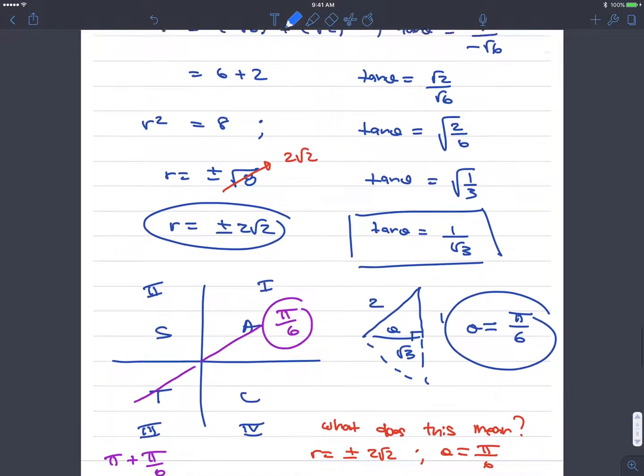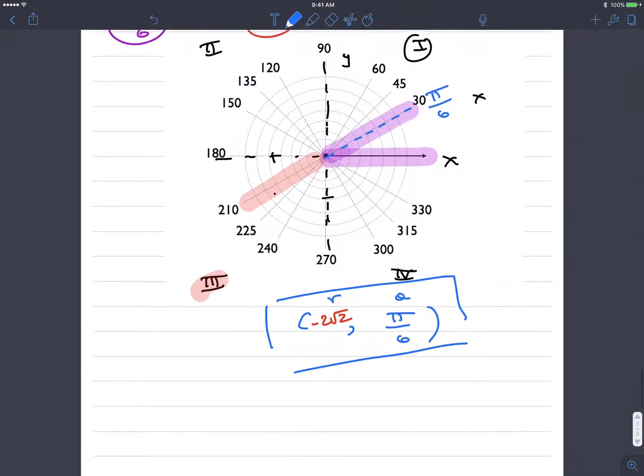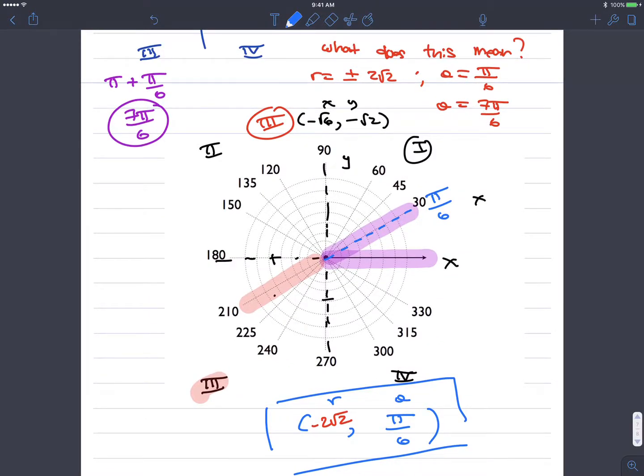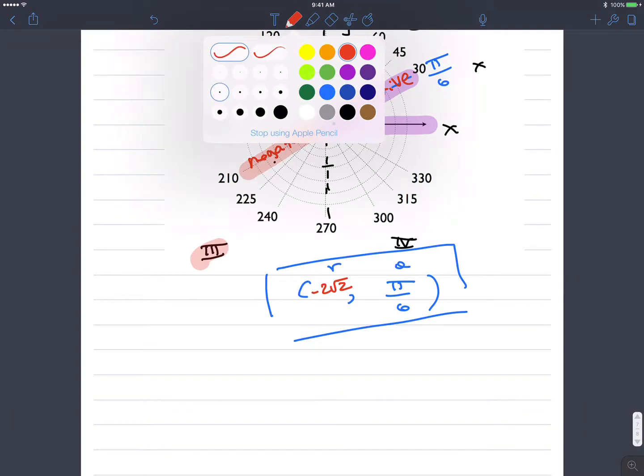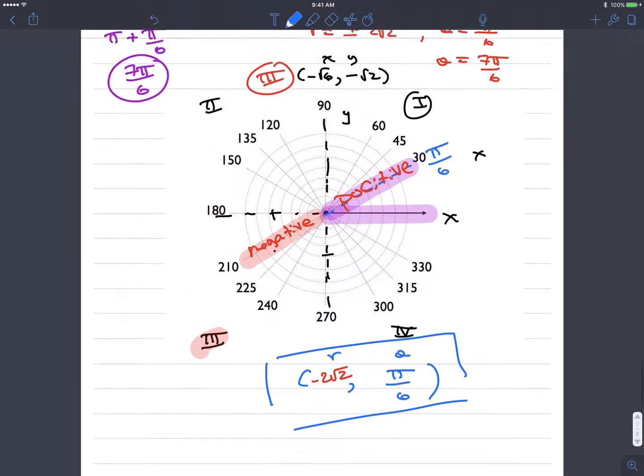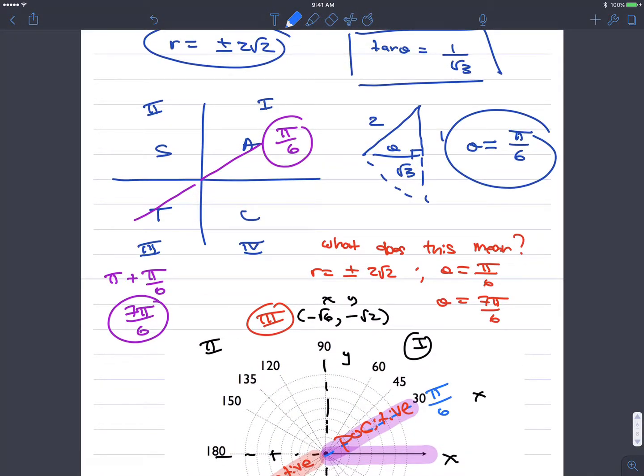Okay, anybody have any questions on that one? That one's a pretty good one. Remember, every radius value out here is negative. Every radius up here is positive. Yes? Would it be okay if we were to write 7 pi over 6? Yes, it would be. If you said, hey, I want to use 7 pi over 6, is 7 pi over 6 in quadrant 3? It sure is. It's right here.